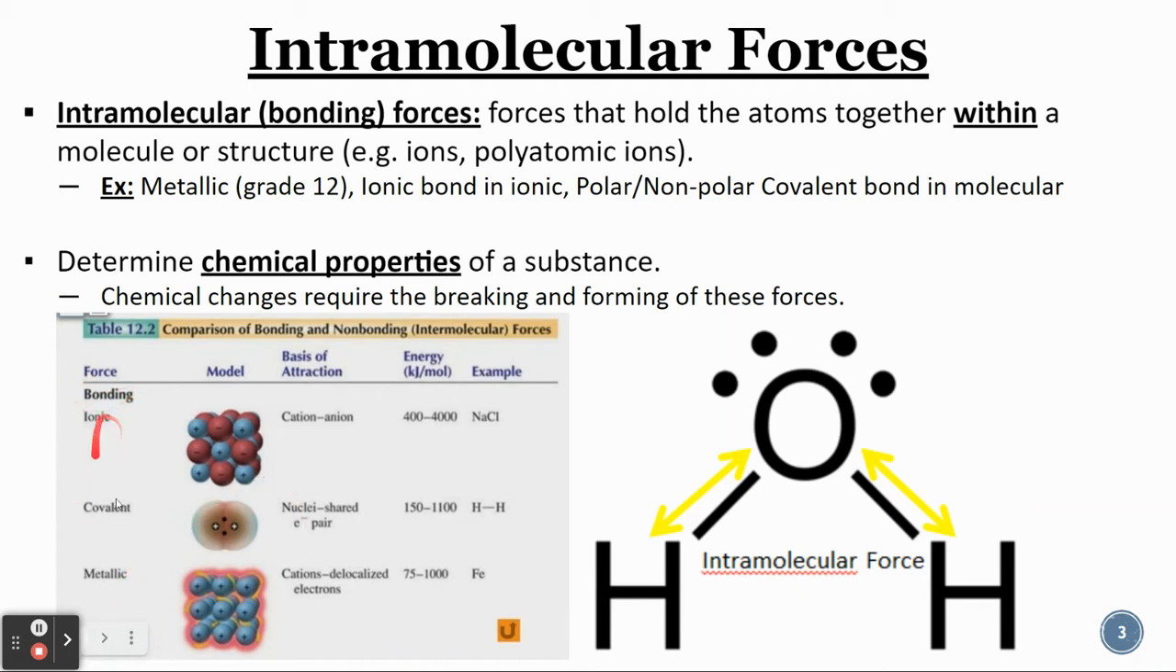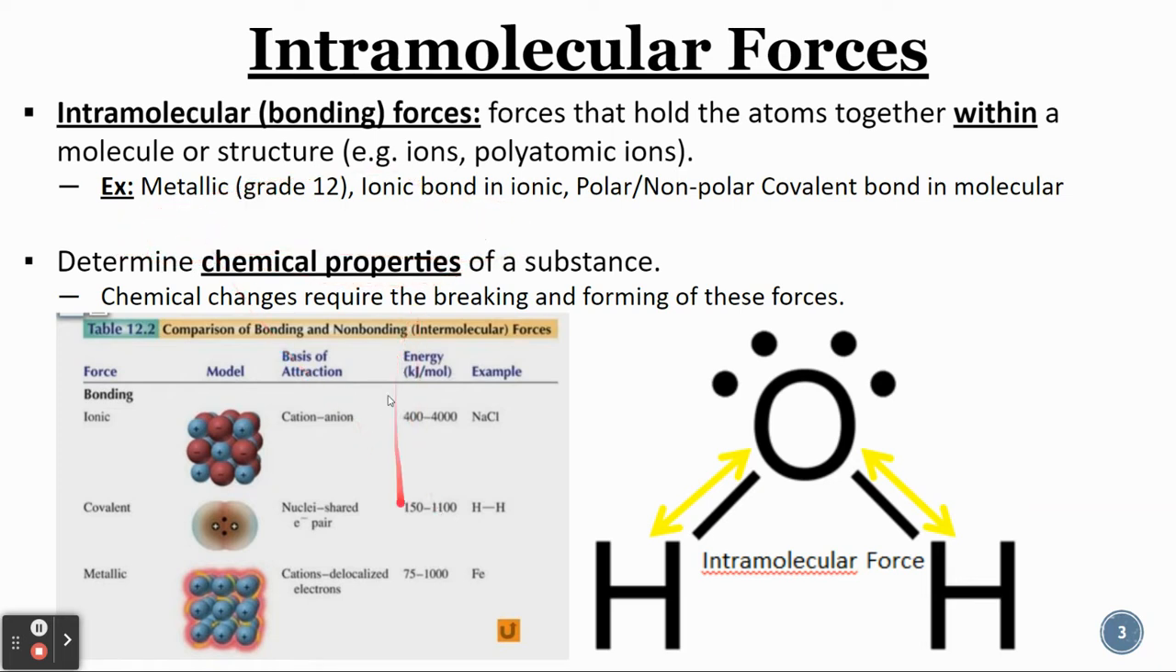So really our focus will be on the ionic and covalent, and within the covalent, of course, that includes polar and non-polar covalent bonds. So those are both considered intramolecular. The intramolecular forces or bonds, they help to determine the chemical properties of a substance. So not things like boiling or melting, but actual chemical properties, because you need to break those bonds to do a chemical change. So if I want to decompose water to make hydrogen gas and oxygen gas, I would have to break these bonds here. And so that's why these intramolecular forces, they are what determine the chemical properties of a variety of substances.